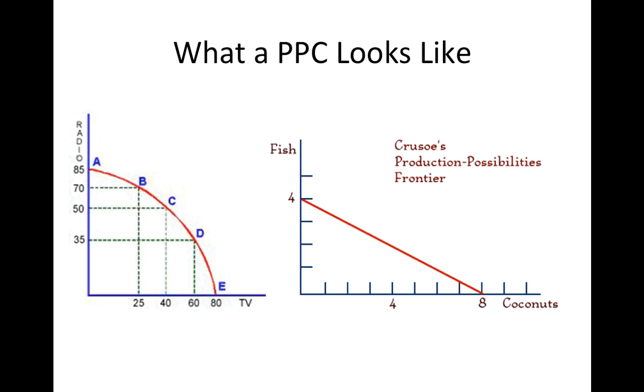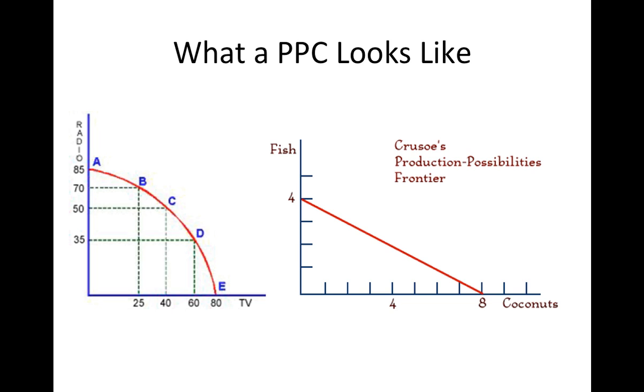Now, another choice would be he could spend all of his time climbing trees to get coconuts, and he figures he could get 2 coconuts an hour. So if he chose to get all coconuts for those 4 hours, he would have 8 coconuts, but 0 fish.